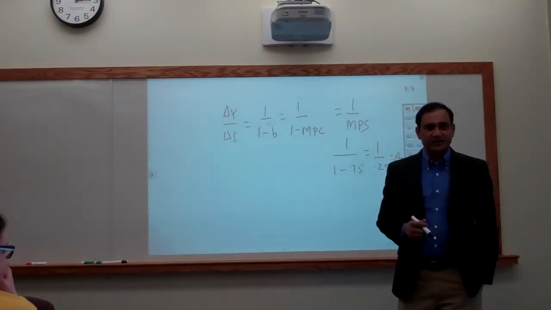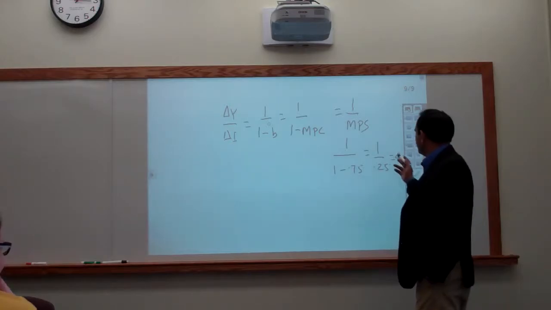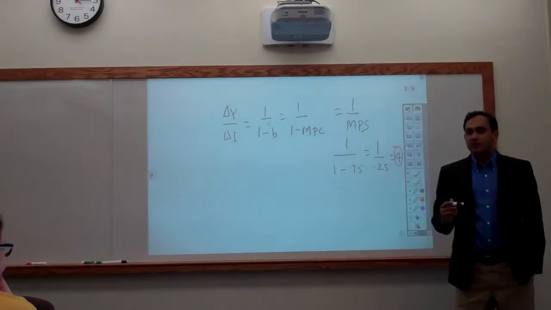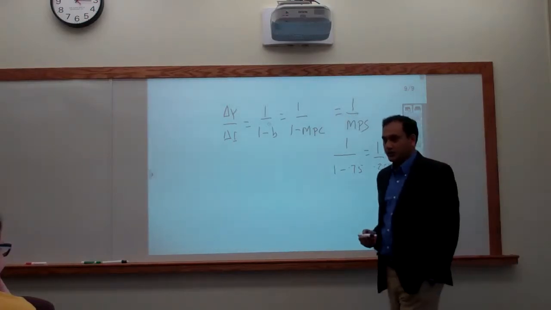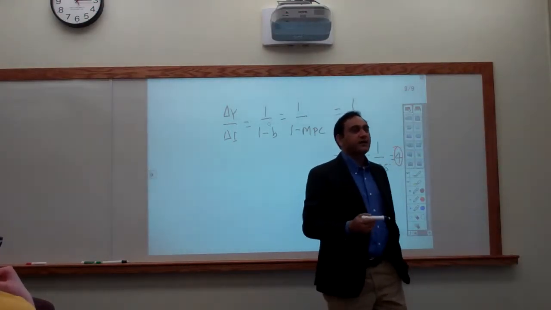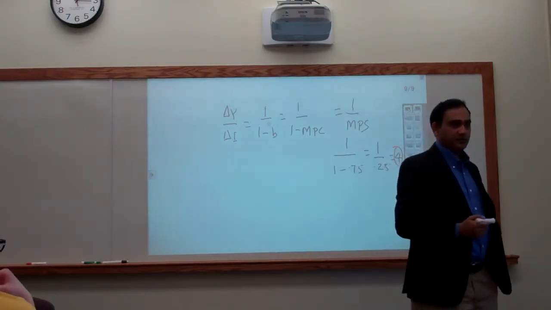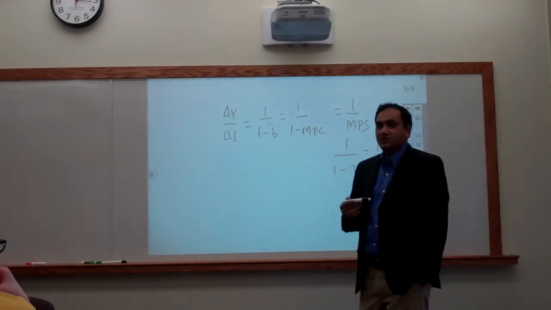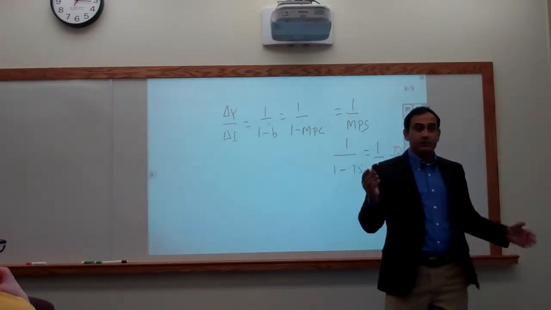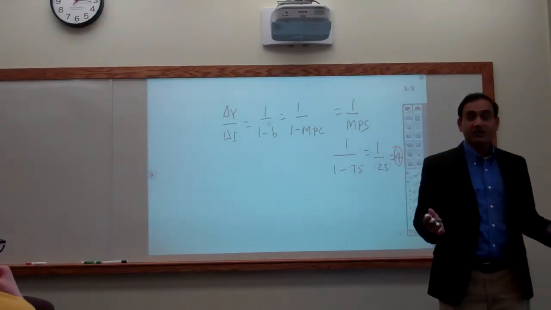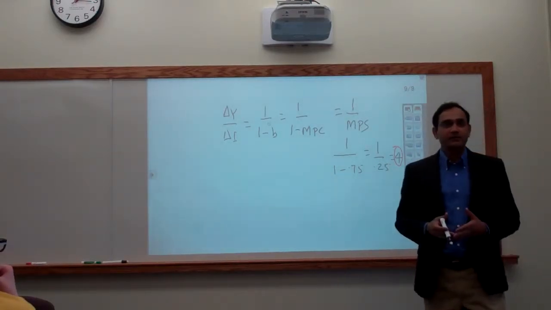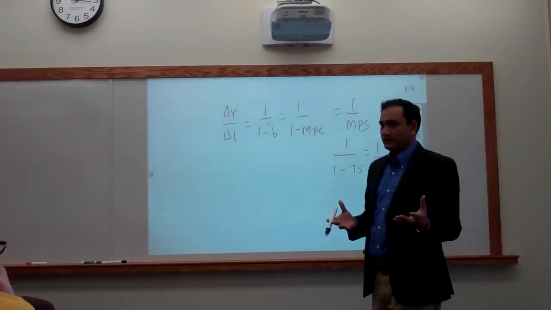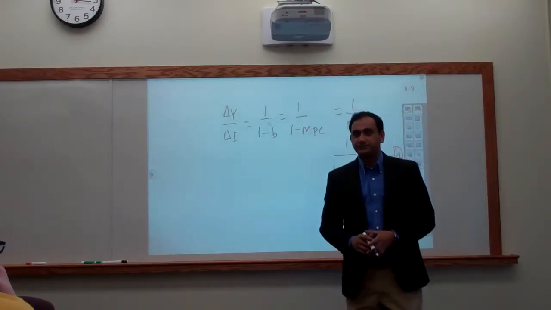GDP. That's correct. So what this number 4 tells you is that if businesses invest $1 extra into the economy, the GDP would rise by $4. Okay? If businesses invest $1 extra into the economy, GDP would rise by $4. Or if businesses invest $100 billion, GDP would rise by $400 billion. Isn't it? That's your investment multiplier.